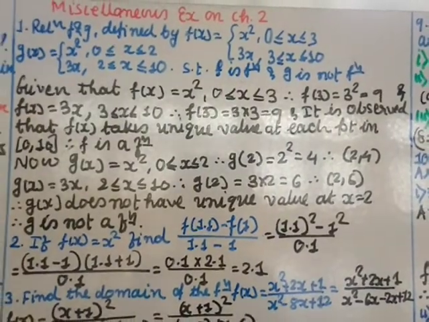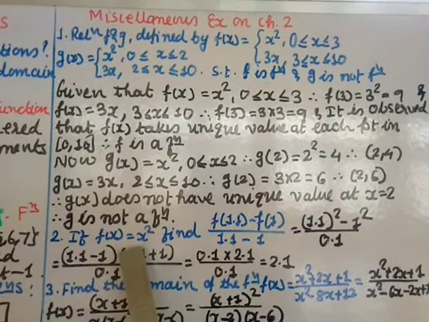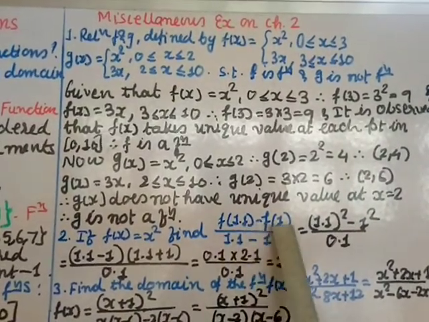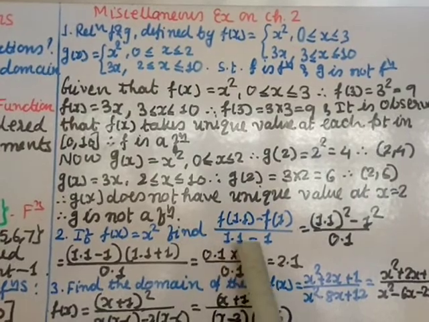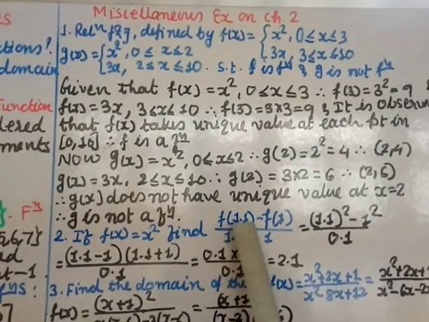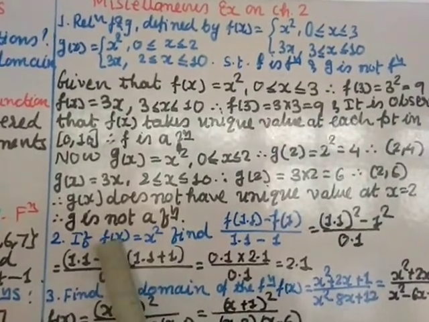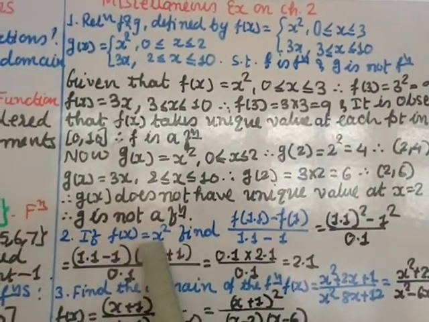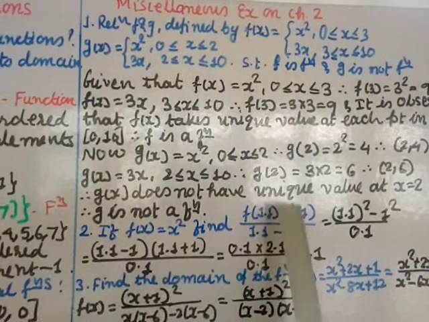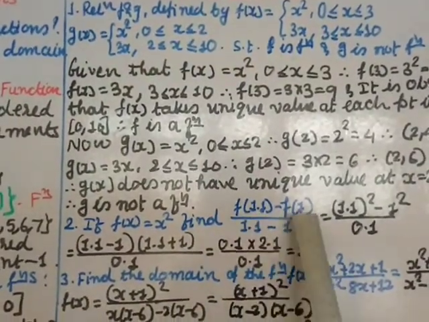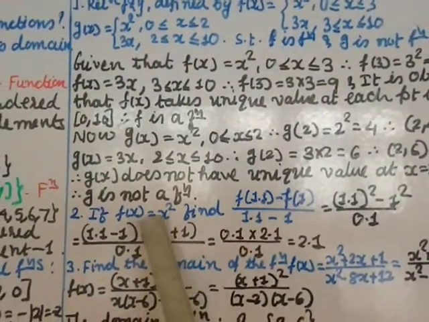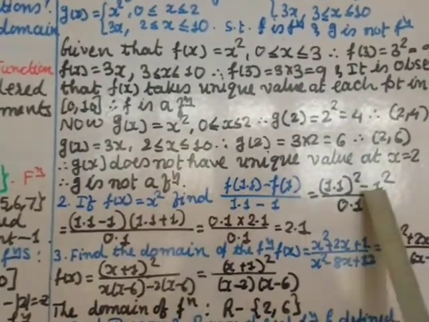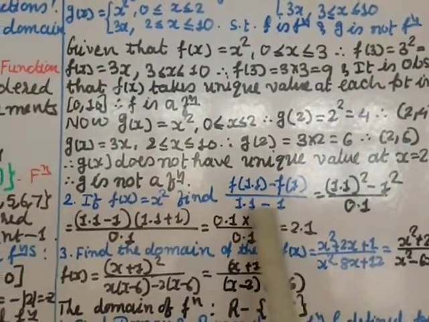Question number 2. If f(x) = x², find (f(1.1) − f(1)) divided by (1.1 − 1). f(1.1) means instead of x, if you put 1.1, you will get 1.1 squared. And if you put 1, f(1), then 1 squared. So I'll apply this function for the values given here. Instead of f(1.1), I'll put 1.1 squared, and for 1, it will be 1 squared. And the denominator is not a function, directly a value.